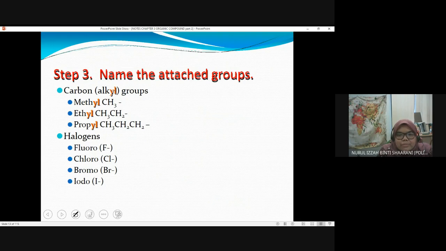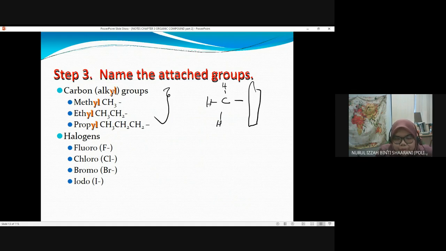Okay, so kita dah namakan dah tadi. Tadi kita dah name the attached group. Kalau our attached group is an alkyl group, so kita panggil this one as an alkyl group. Because kalau kita tengok, kalau CH3 ni jadi 3, satu lagi tu tak ada. Maksudnya bukan tak ada, dia akan attach pada parent chain lah. Semua ni akan kurang satu hidrogen, sebab another one more bond tu dia akan bonded pada parent chain dia lah, because dia adalah substituent or attached group.